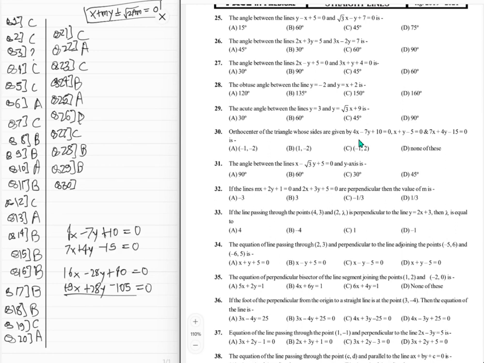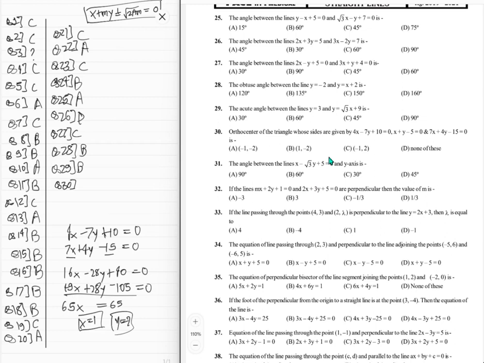So 65x equal to 105 minus 40, which is just 65. Hey, that's nice. X is 1. Then this thing is 7 minus 15, that's 8. 4y equal to 8, y equal to 2. So yeah, 1 comma 2 is the orthocenter that we're looking for.